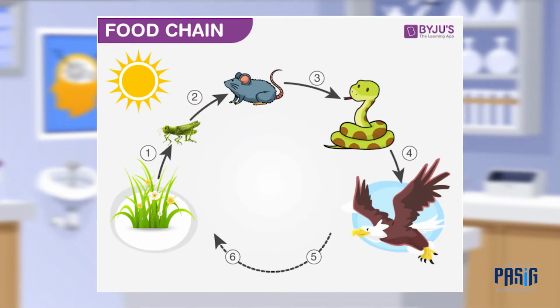The grasshopper eats the plants. The mouse eats the grasshopper. The eagle eats the snake. And when the eagle dies, fungi break the body down and turn it into nutrients. The nutrients, along with sun and water, cause the plants to grow. All organisms are dependent on one another and on the environment where they belong in order to survive.